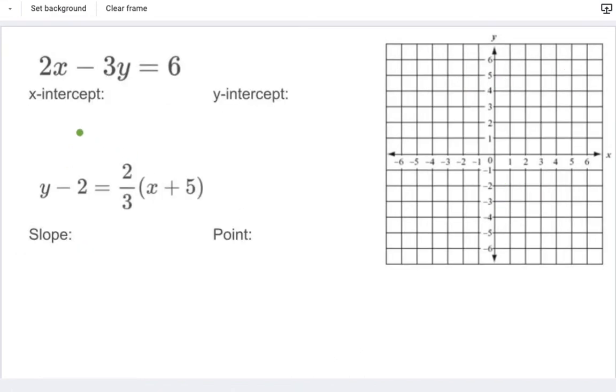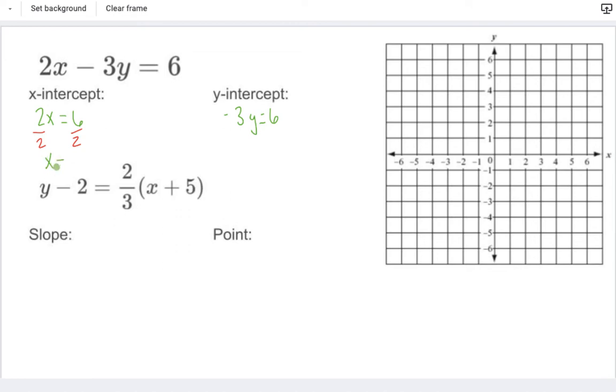So in this case, we have two different line equations. One's in standard form and one's in point slope form. So we're going to do this example just to get practice graphing these other two forms. For the x-intercept, to graph standard form, we're just looking at the x term of 2x equals 6. And for the y-intercept, we just want -3y equals 6. So we'll divide by 2.